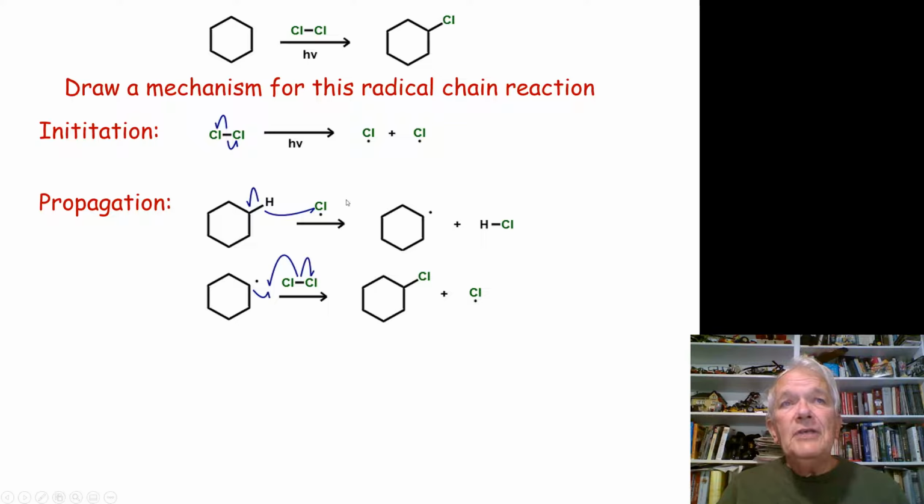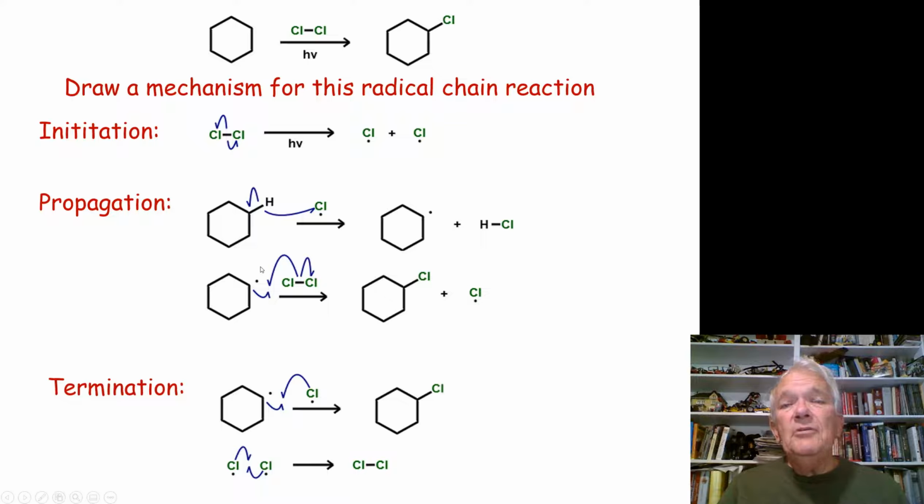So we have initiation, we have propagation, and then of course we need termination. Termination is simply getting any two radicals together which don't continue the chain. So if we combined a chlorine radical with a cyclohexyl radical, we get one more molecule of product, but it wouldn't lead further in the chain. Two chlorine radicals could just unite and go back to the chlorine molecule. That wouldn't be useful either. Any combination of radicals which doesn't lead to the chain is a termination step.